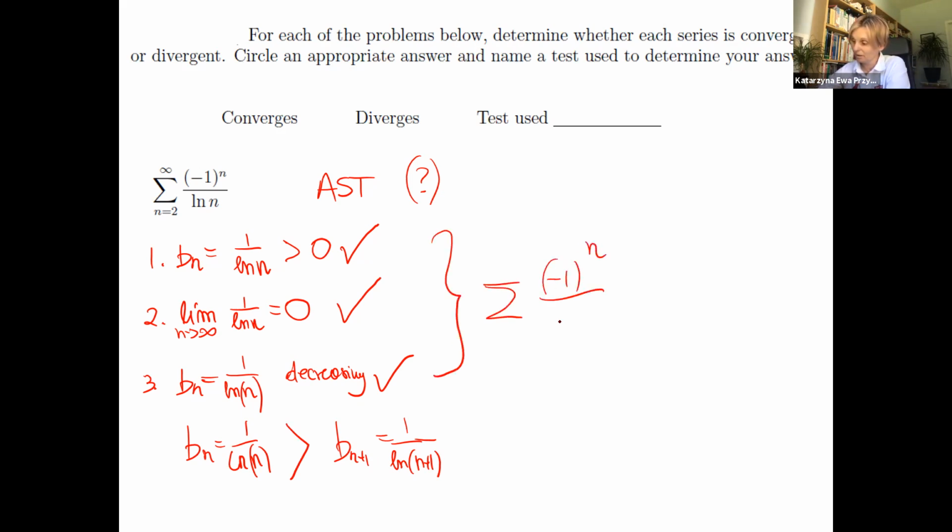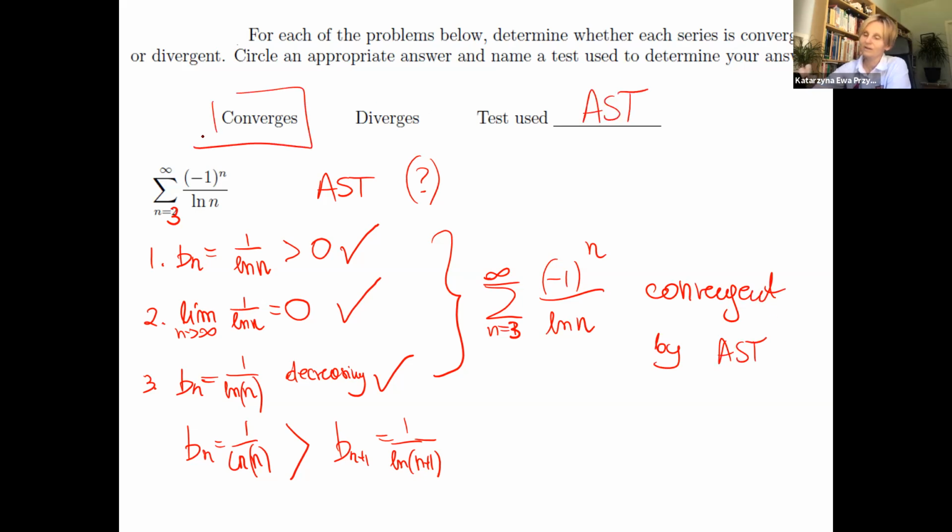We may put the final note. Actually, let's say 3, because the logarithmic, we know. It's convergent. Okay, by AST, AST and converges.